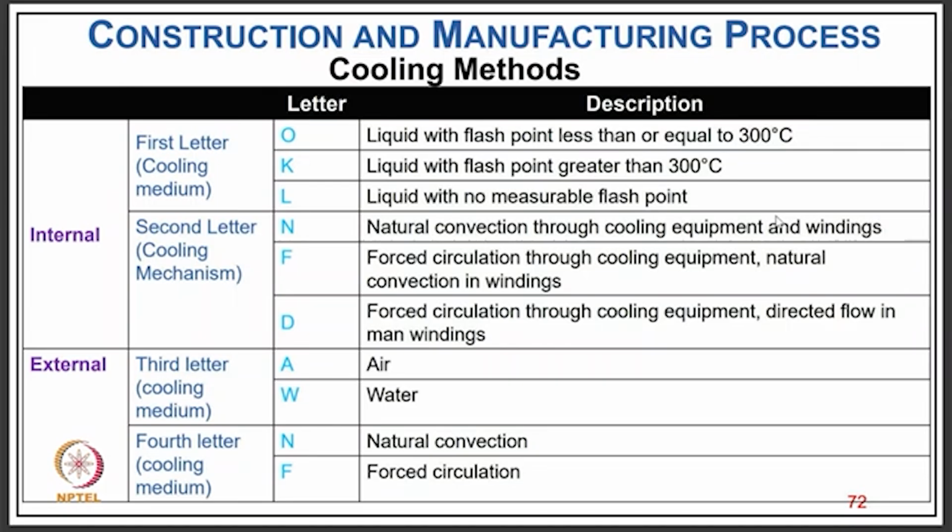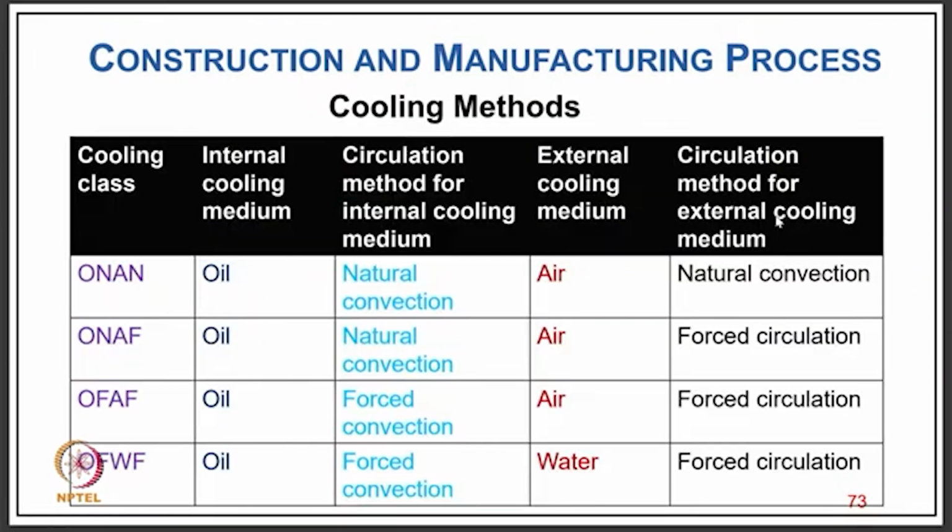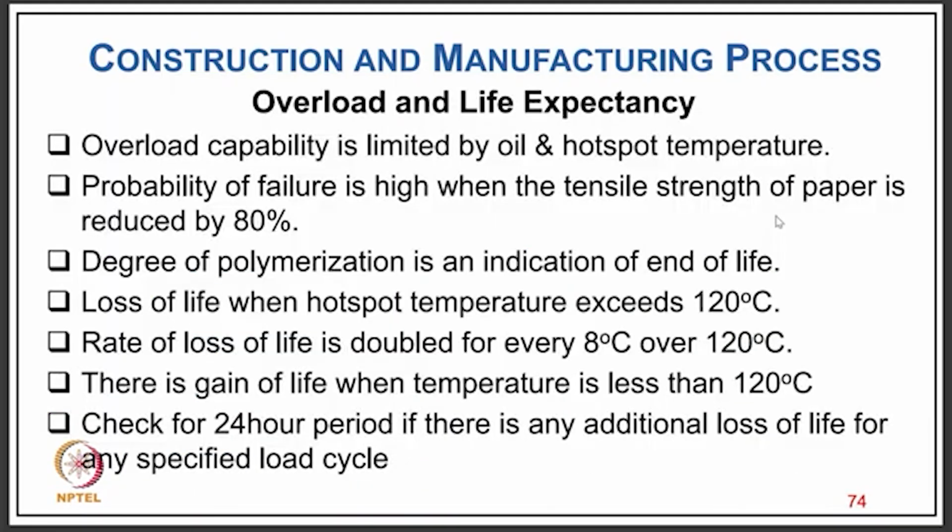So this is the description given for the cooling notation, with these different letters for internal and external cooling, starting from the first letter, second letter, third letter and fourth letter, showing how cooling is defined in the nomenclature. Just like ONAN, we already defined what that is: oil with natural convection, and typical external cooling is by air, internal cooling by oil, so it's natural convection. Similarly for all the different kinds of cooling, these conventions are given.